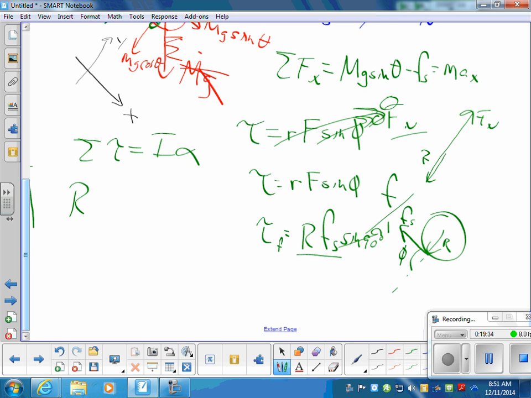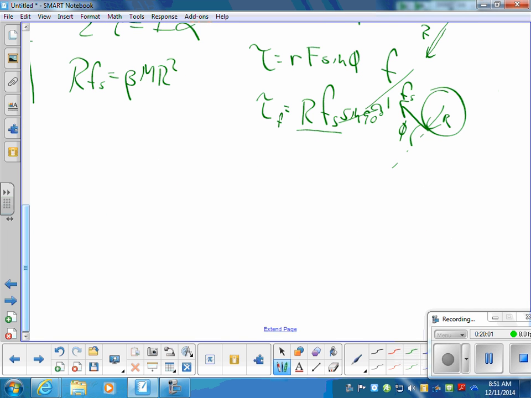So I get r Fs equals I alpha. What's I? Two fifths of m r squared. We don't know what this round thing is, so beta m r squared. And what's alpha? Can I sub in something for alpha? A over r. How come? Which equation am I using? I'm using a equals alpha times r, but which of those equations is it?